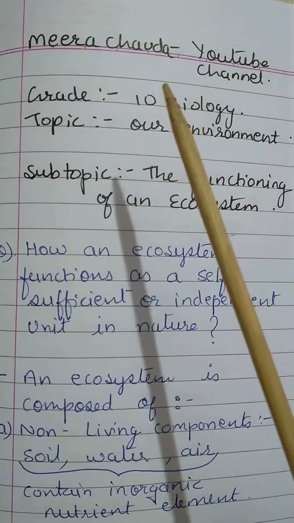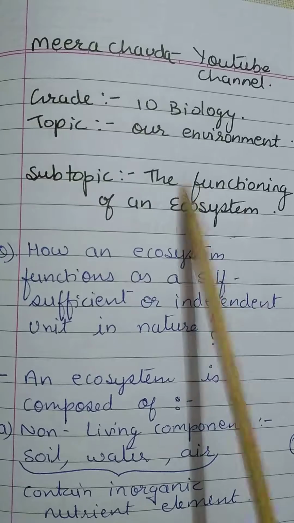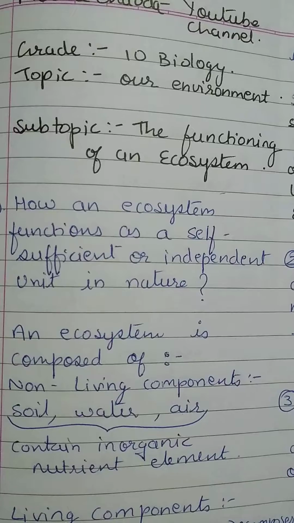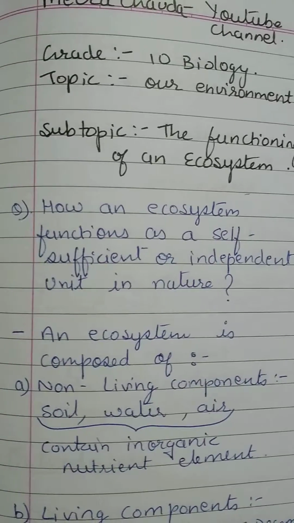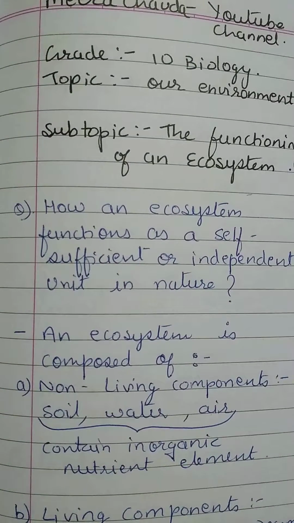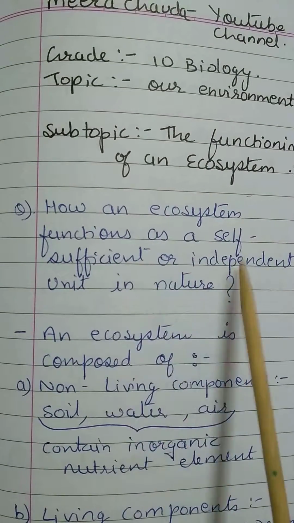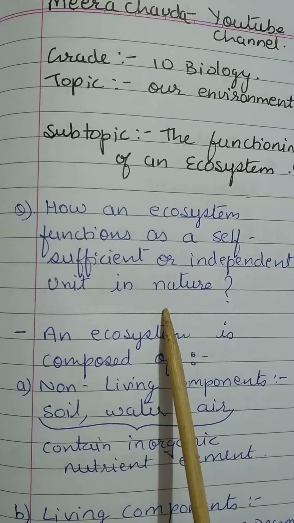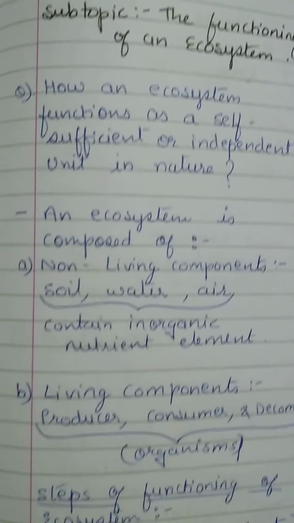Here I'm going to discuss a grade 10 biology topic, our environment. The subtopic is the functioning of the ecosystem. An ecosystem is the place where we live, our surroundings, along with different types of animals, microorganisms and plants. So this is an ecosystem. How an ecosystem functions as a self-sufficient or independent unit in nature, how it happens, and how the balance is maintained between different organisms and the living and non-living components, we will understand in this video.